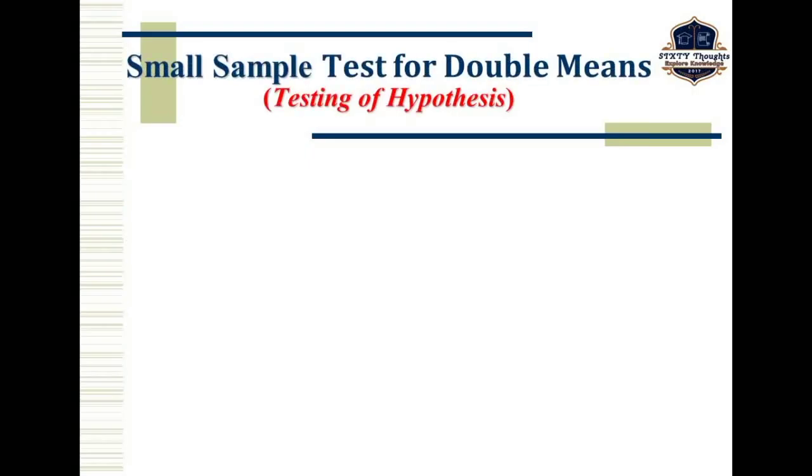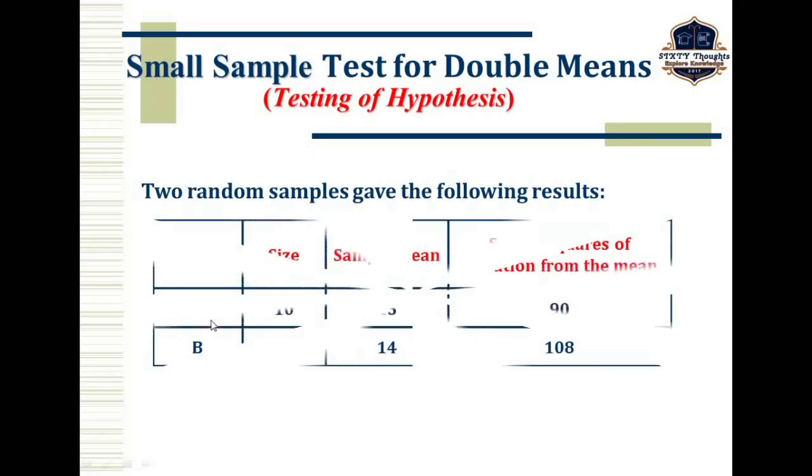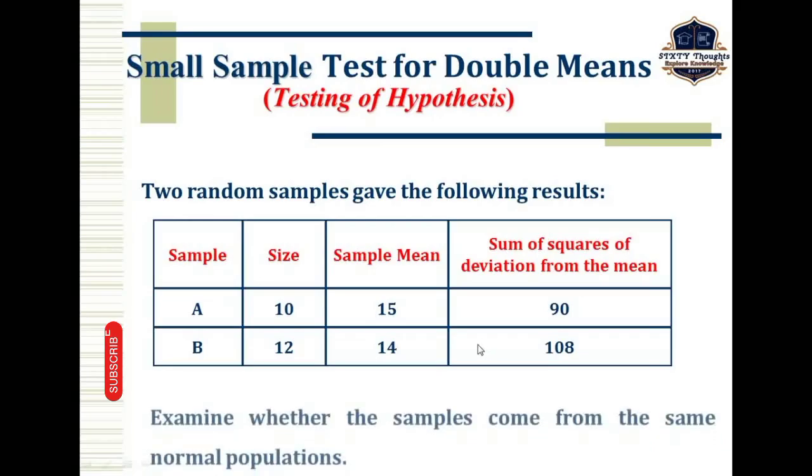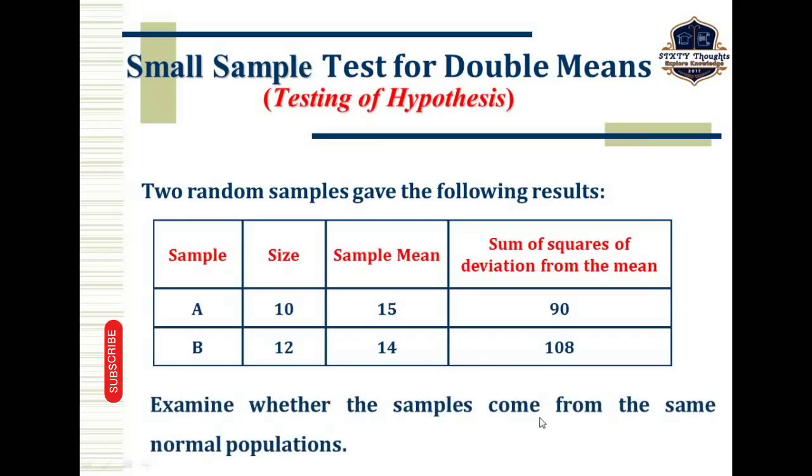In this video lecture, we will discuss one of the interesting real-life applications of the small sample test for double mean problems by using the testing of hypothesis concept. Two random samples gave the following results. So here we have two different samples, one is A, another one is B. They give sample sizes 10 and 12, sample mean values 15 and 14, and the sum of squares of deviations from the mean, 90 and 108. So using this data, we are going to verify whether the samples come from the same normal population or not.